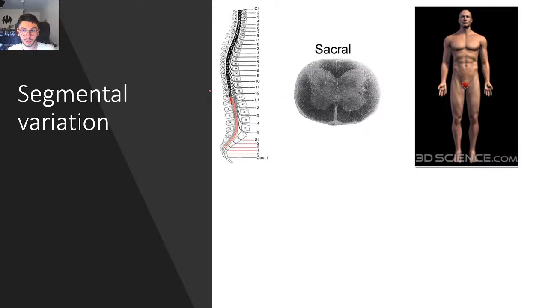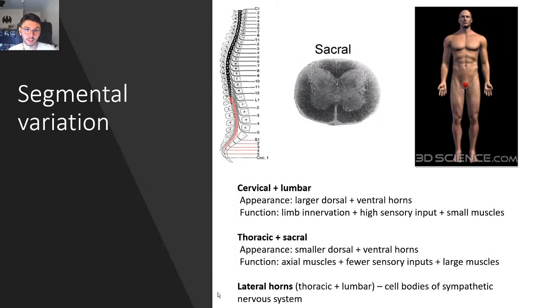Now the sacral region, that's around the perineum, and the sacral region is a very small area. Still quite sensitive, but a very small area. So to summarize, the cervical and lumbar have larger dorsal and ventral horns. They're much bigger, take up more space. The function is limb innervation, high sensory input, and small muscles, whereas the thoracic and sacral, they're involved in the buttocks, they're involved in the function of the legs.